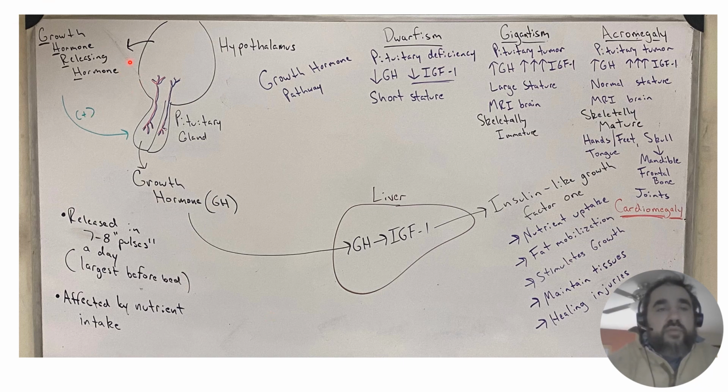So the growth hormone pathway. Growth hormone releasing hormone stimulates the anterior pituitary to make growth hormone. Growth hormone has its own effects. It's released in pulses, about 7 to 10 pulses a day, the largest ones before bed, and affected by nutrient intake. So when we eat, growth hormone levels are actually suppressed. When we're in a fasted state, growth hormone levels are higher.